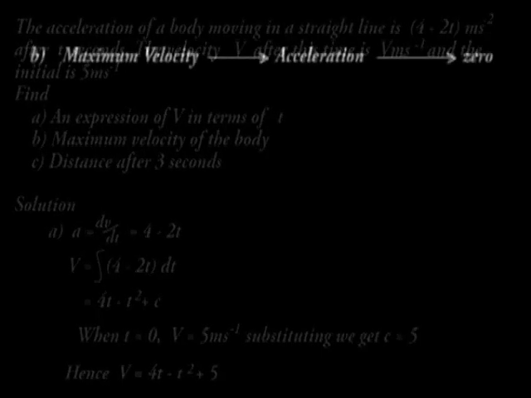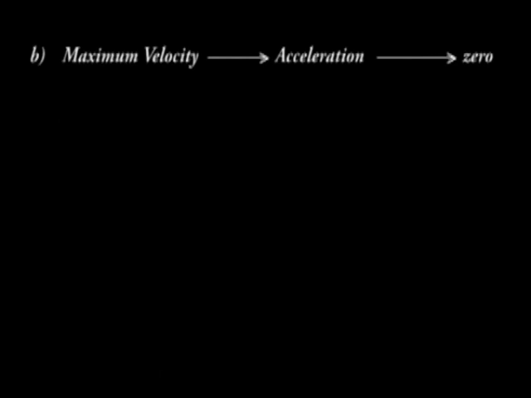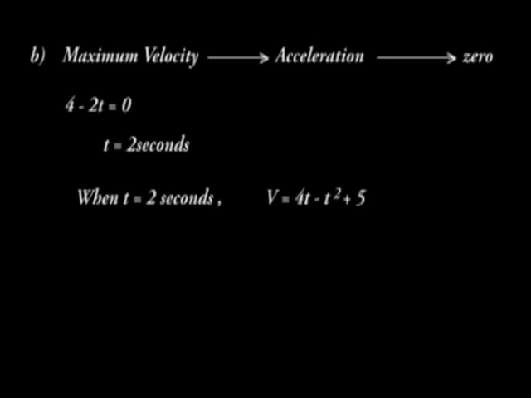B. The maximum velocity occurs when acceleration is 0. Thus, 4 minus 2t is equal to 0 and t is 2 seconds. When t is 2 seconds, v is equal to 8 minus 4 plus 5, which is 9 meters per second.